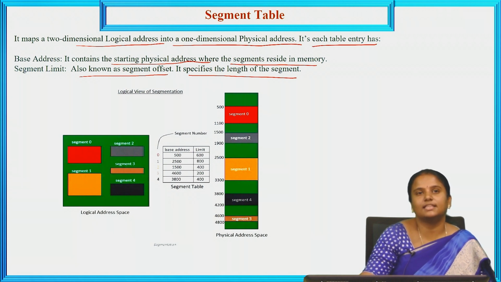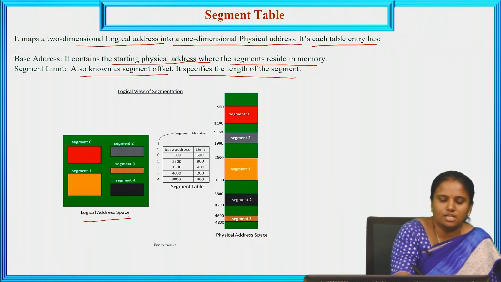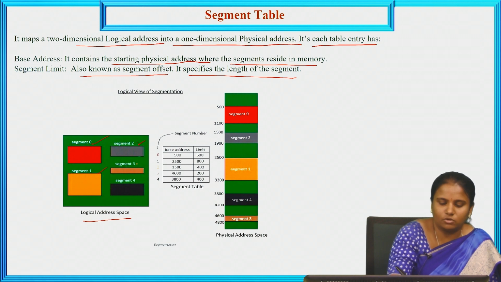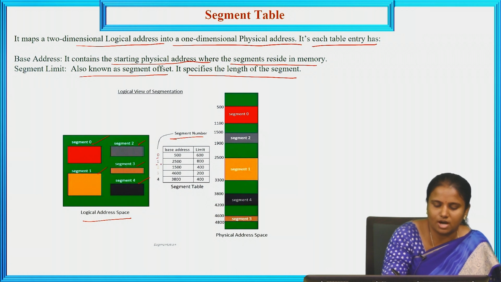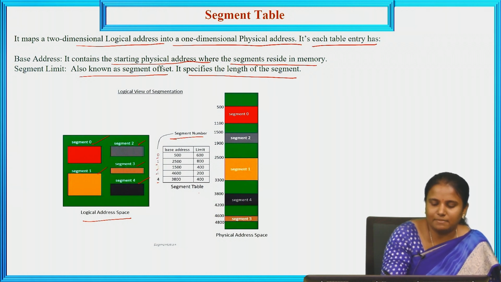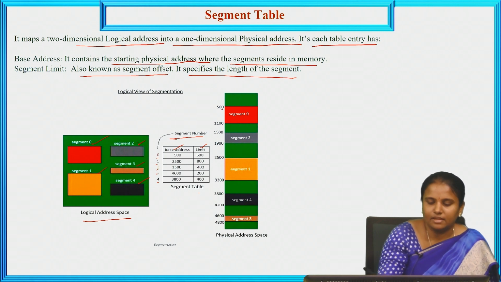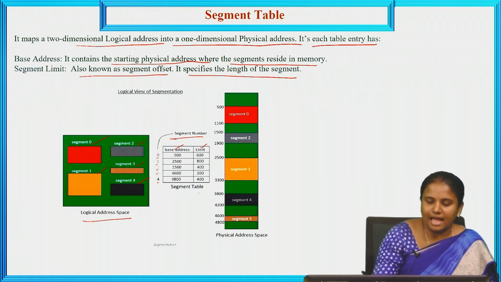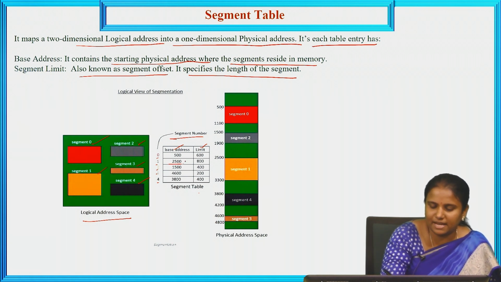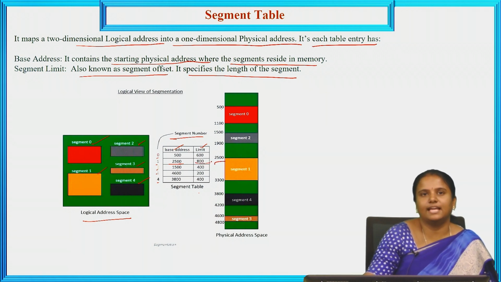Let us see the logical view of segmentation. This is the logical address space: segment 0, segment 1, segment 2, segment 3, segment 4. These are the segment numbers: 0, 1, 2, 3, 4. The segment table consists of base address and limit. Segment 0 has base address 500 with a limit of 600, so it can take up to 600. Segment 1 has base address 2500 with a limit of 800, so it can take up to 800.